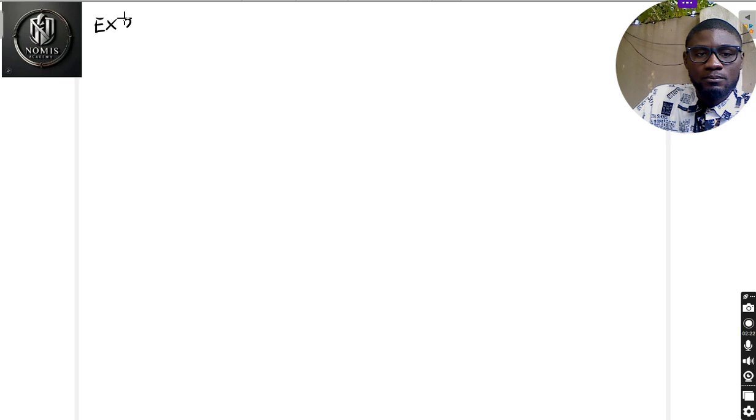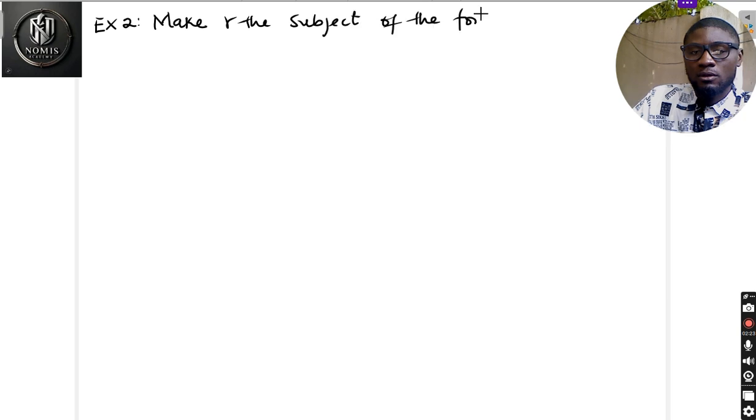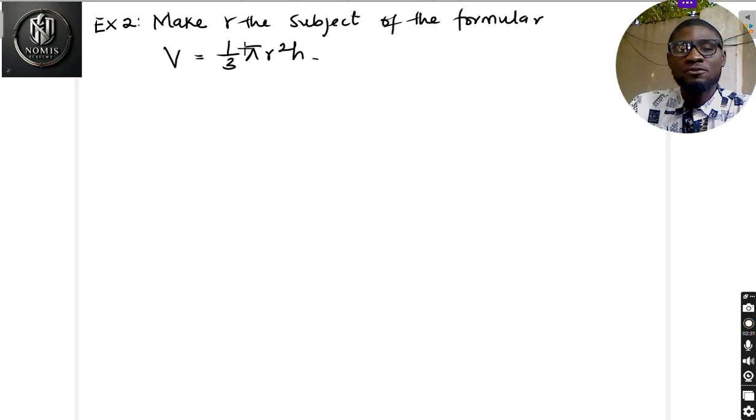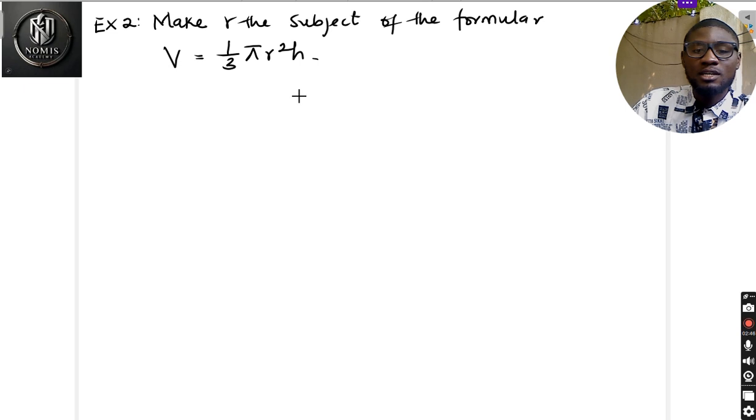Example number 2 says make R the subject of the formula: V equals 1 all over 3 by pi R squared H. You can see this is a mathematics formula, right? So V equals 1 all over 3 by pi R squared H. Now, we have to make R the subject of the formula. So let's get into the solution.